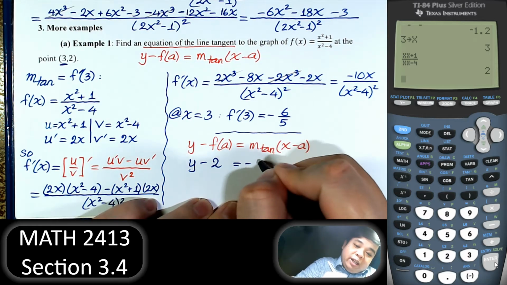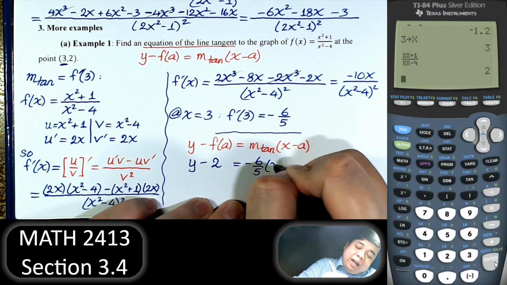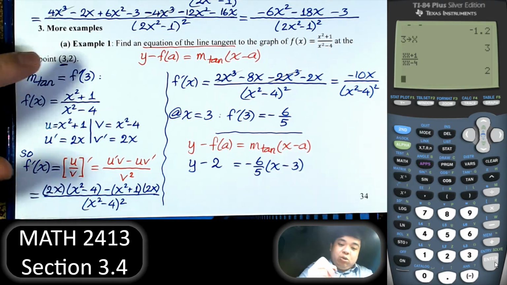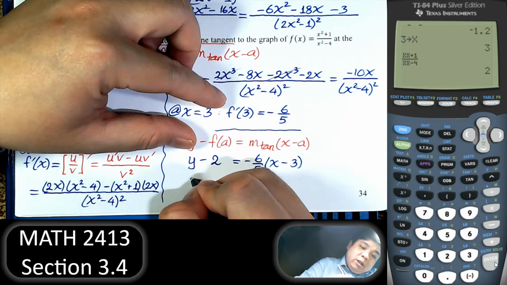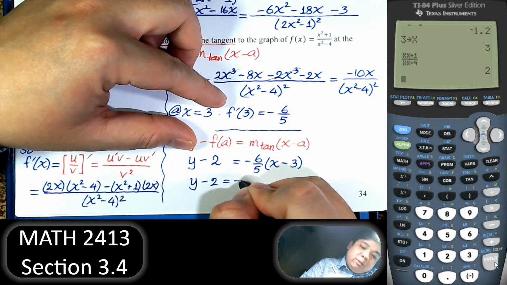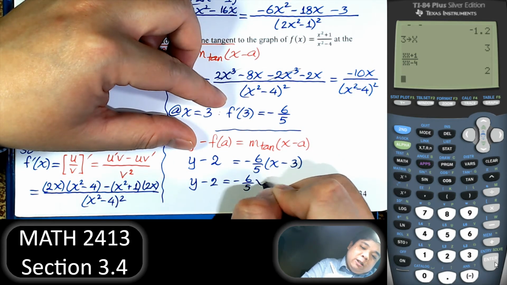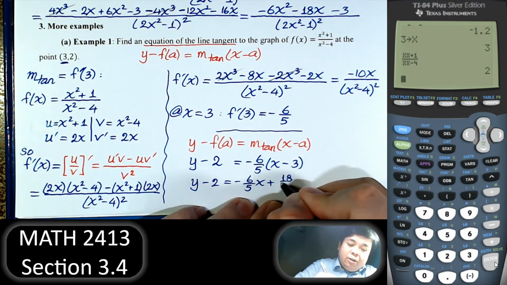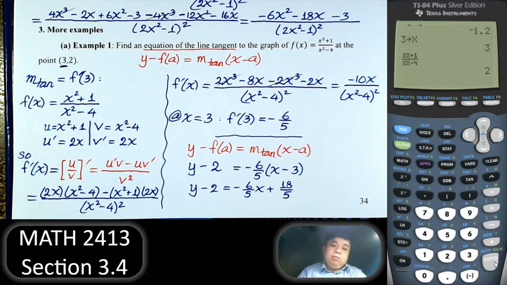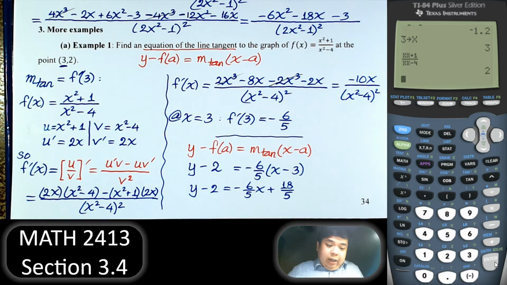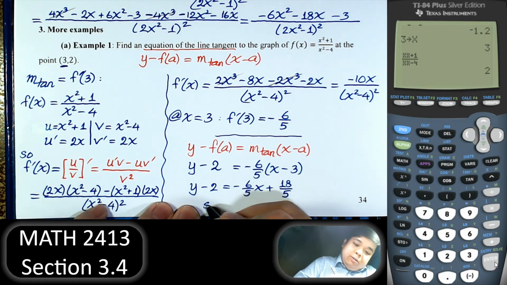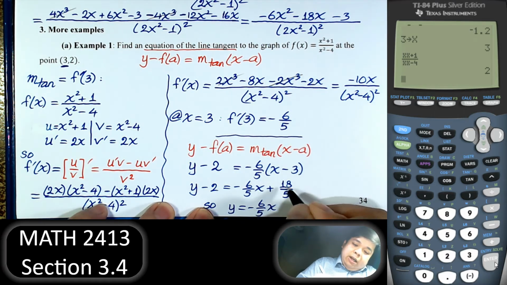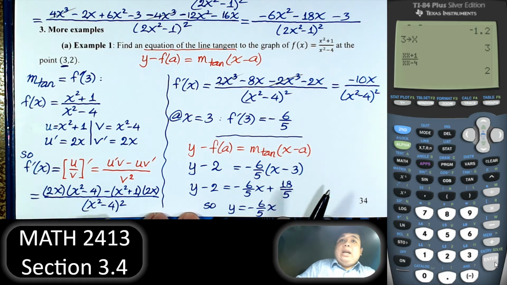The slope though, negative 6 over 5, times x minus a, 3. So in this case, of course, a is the x value, which is 3. Multiply it out: y minus 2 equals negative 6 over 5 x. Multiply this out, 3 times 6 is 18 over 5. And then add 2 on both sides. So I have y equals negative 6 over 5 x, and that plus 2 will be 28 over 5.